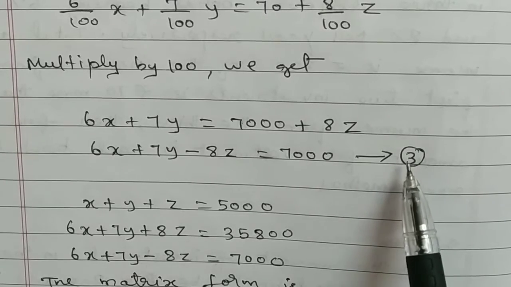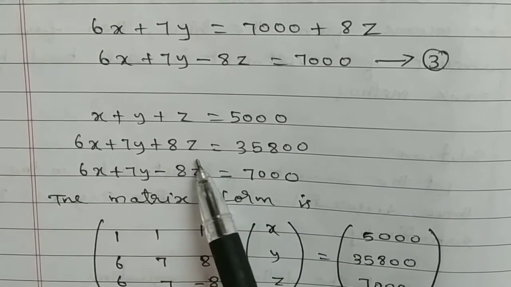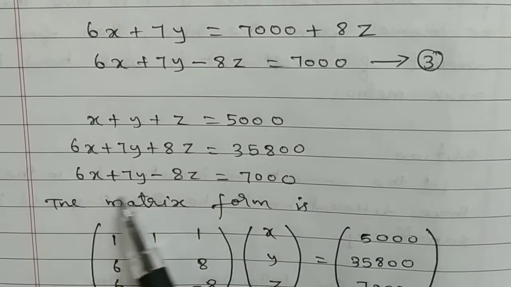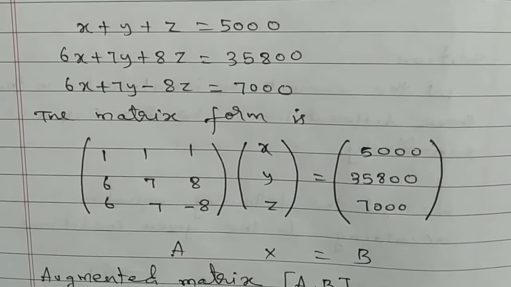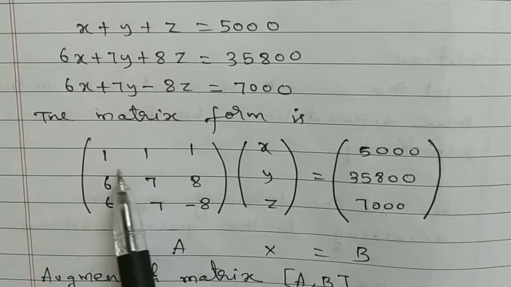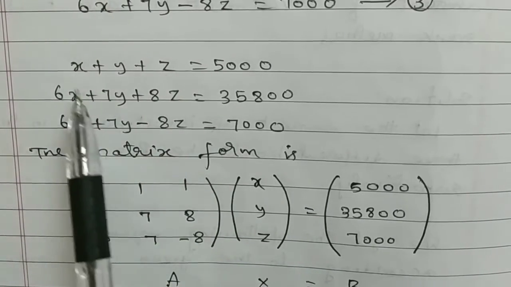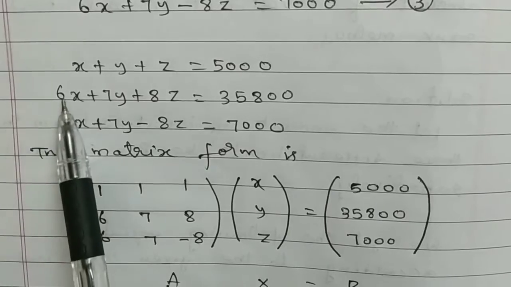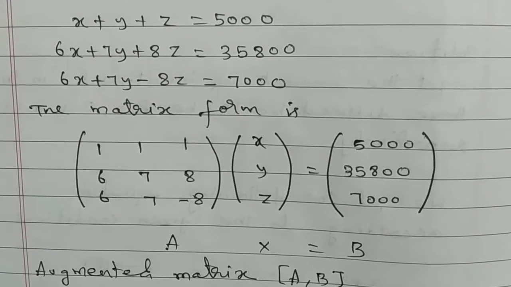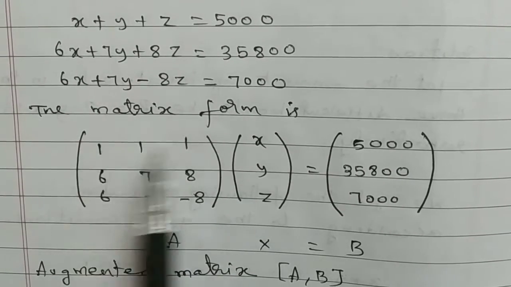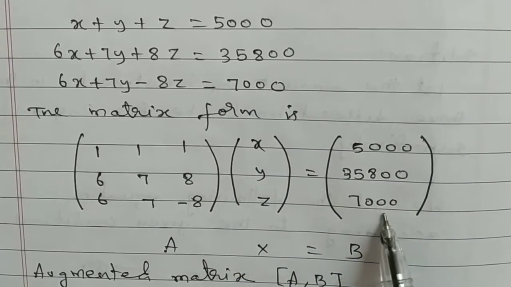So what are the three equations? x plus y plus z equals 5000, 6x plus 7y plus 8z equals 35,800, and 6x plus 7y minus 8z equals 7000. So the matrix form is: what are the coefficients of x, y, z? First row 1, 1, 1; then 6, 7, 8; then 6, 7, minus 8. Equals what are the constant terms? 5000, 35,800 and 7000.